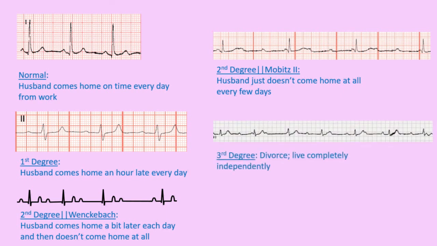And finally, in a third degree heart block, the husband and wife are divorced, and they live completely independently, so the QRS complexes and the P waves are going off at their own rates and doing their own business completely separately from each other. And with that, we complete our review of heart block.